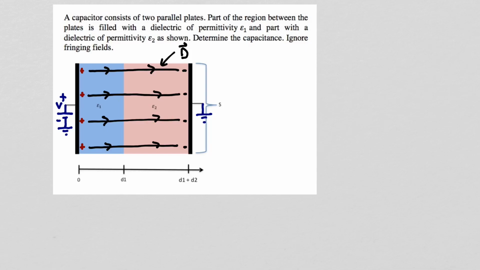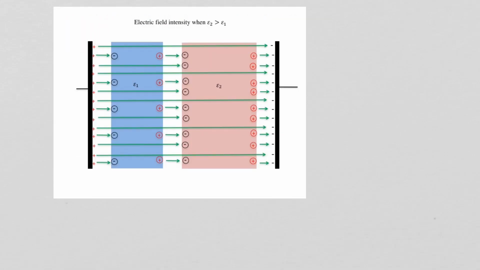Let's look in a little more detail about what's going on inside this capacitor structure. For illustrative purposes, I opened up gaps between the two dielectrics and between the plates and the dielectrics. Since the materials have different dielectric constants, they will polarize differently. So let's assume the permittivity of material 2 is greater than the permittivity of material 1. So you'll get more bound charge forming in material 2 than material 1. So this surface here has a greater density of bound charge than this surface right here.